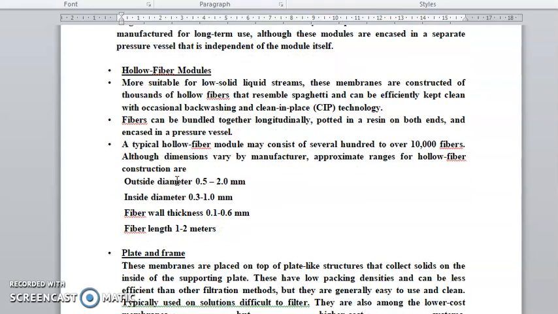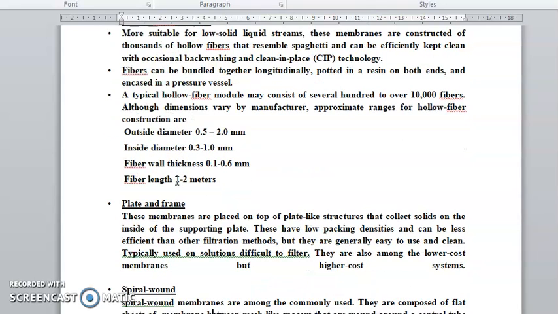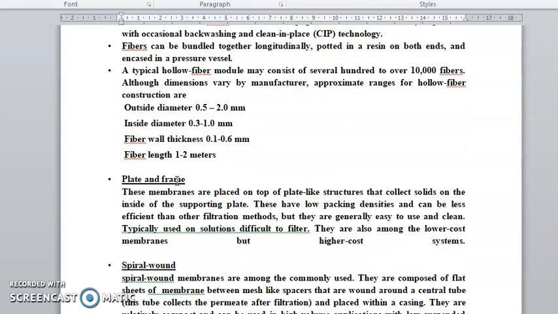Now plate and frame. In this, the membranes are placed on top of plate-like structures that collect solids on the inside of the supporting plate. These have low packing densities and cannot be used as efficiently as other filtration methods, but they are generally easy to use and clean. They are typically used on solutions that are difficult to filter. They are also among the low cost membranes but a higher cost system.